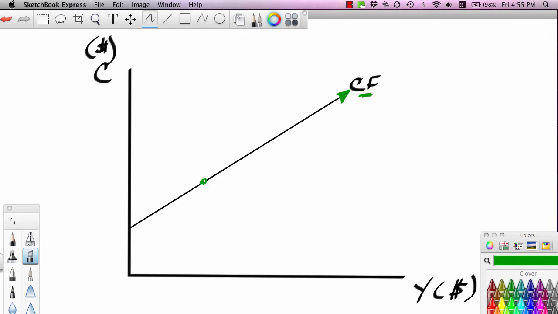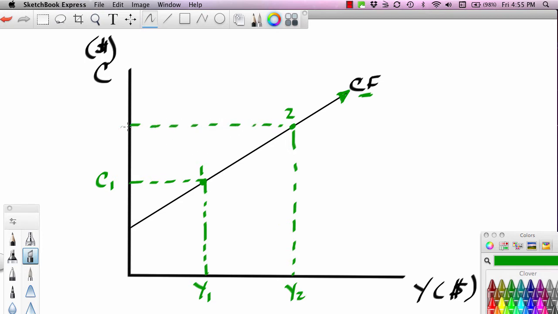So let's go ahead and prove that. We're going to pick a point on this consumption function. Let's actually use symbols here. This is Y1, and then let's read the C value. This is C1, and we'll call this point 1. And then we'll pick a point up here, call this point 2, read down. Call this Y2, and then we want to read across. Call this C2.